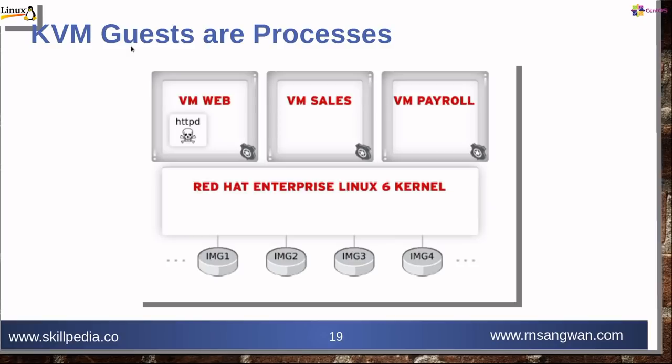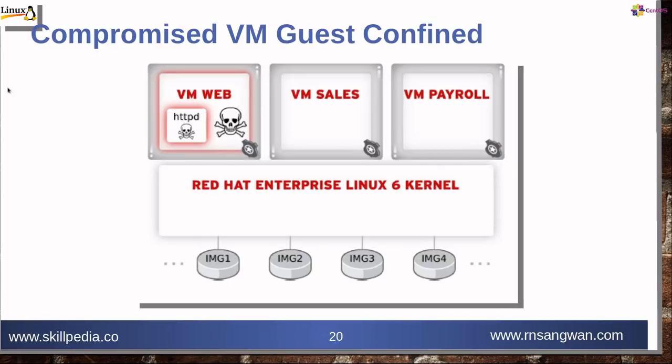So KVM guests are processes. Just like your images, Red Hat Linux kernel 6 or 7 or 8, then a web virtual machine, a virtual machine for sales, a virtual machine for payroll. Suppose this guest machine develops some snag. What will happen? This will be isolated, and that will not have any effect whatsoever on the sales and the payroll guest machines.